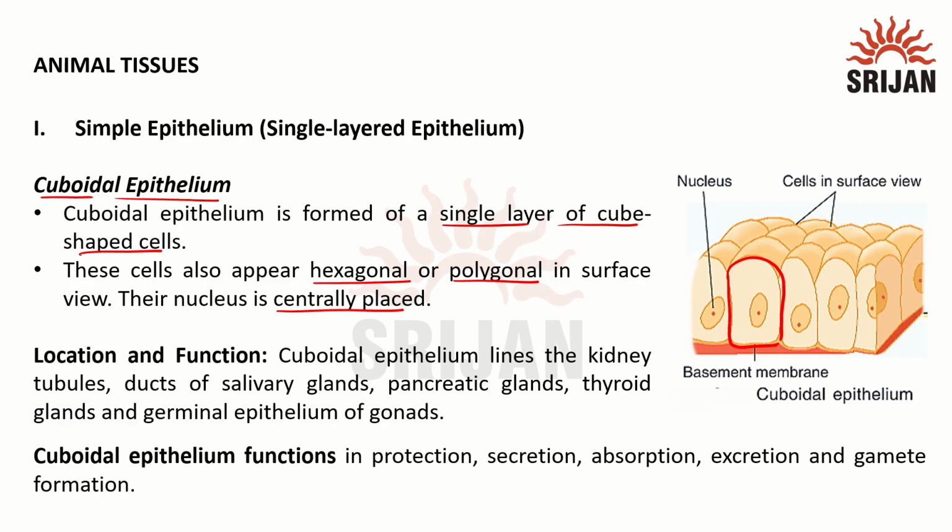If we see the location, it forms the lining of kidney tubules, ducts of salivary glands, pancreatic glands, thyroid gland, germinal epithelium of gonads. So here its main function is to protect. Example, the ducts of the glands or kidney tubule. Secretion in case of pancreatic glands, thyroid gland, and so on. Absorption, excretion and gamete formation are its other functions.